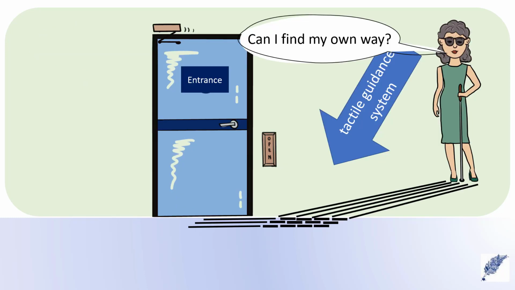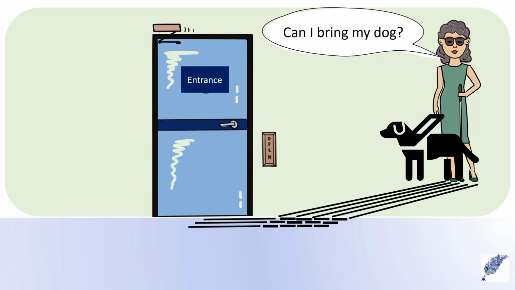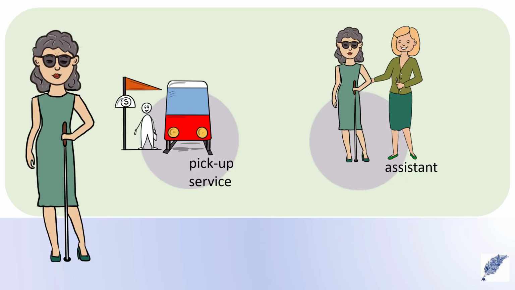Anna is a blind woman. She asks, "Can I find my own way? Please provide a tactile guidance system." Anna asks, "Can I bring my assistant's dog?" Anna might need pickup service, for instance from the nearest underground station. Or she may be accompanied by an assistant, who should have access free of charge.